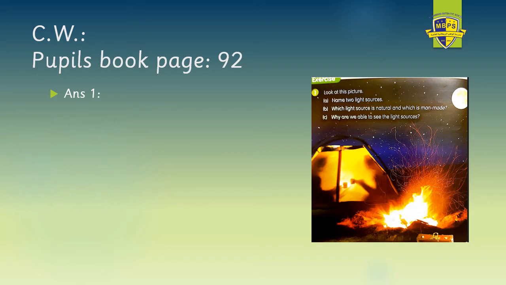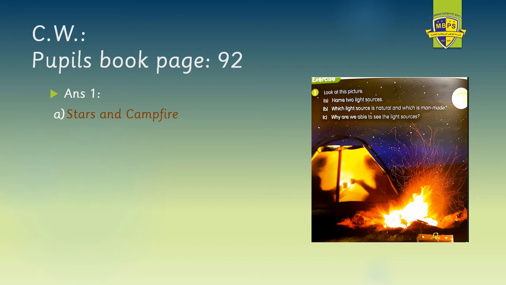Looking at the question, name 2 light sources. What do you think the answer is? If you're thinking the moon, it's not right because the moon is reflecting. It's not a light source. If you remember from yesterday. So which are the 2? Stars and campfire. That's excellent. Now let's see if you've got this right.